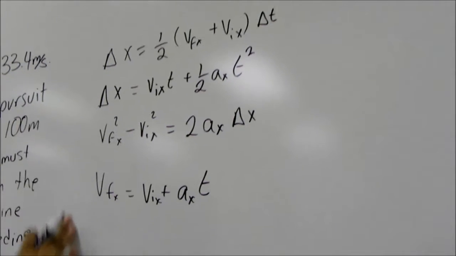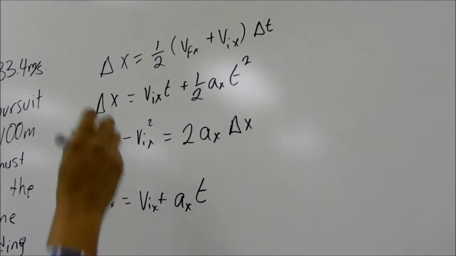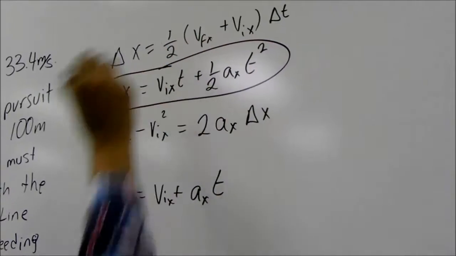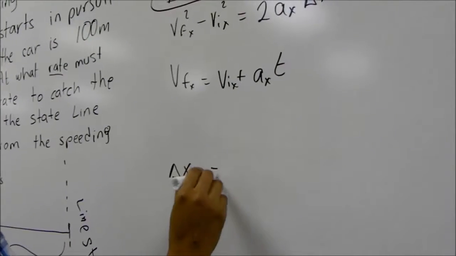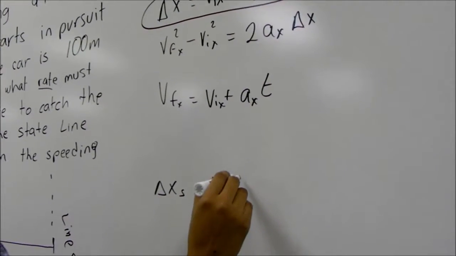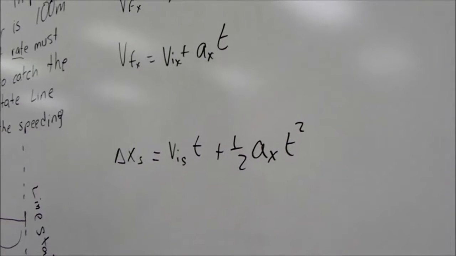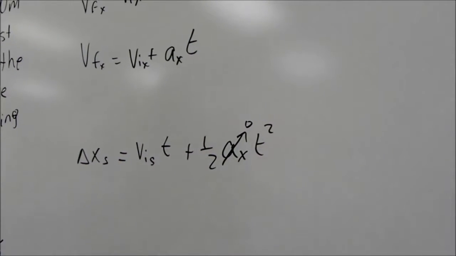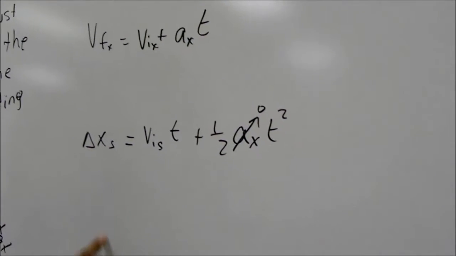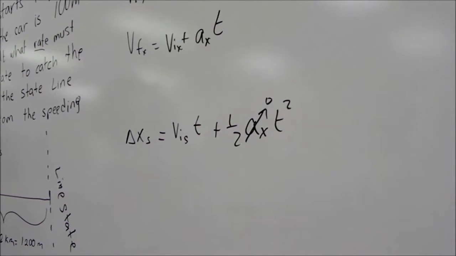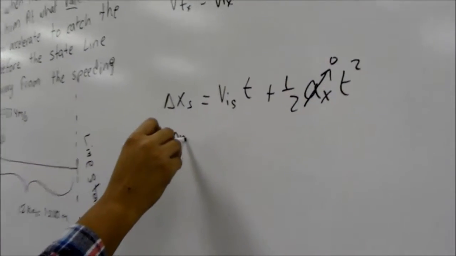So looking at all these formulas and with the variables that we have, the first one that we're going to use is this one right here. And we are going to use the variables of the speeding car. So we have the delta x of the speeding car is equal to the initial velocity of the speeding car times t plus 1/2 the acceleration times the time squared. We know that the acceleration of the speeding car is 0. It has a constant velocity. The distance that we have is the distance from the car to the state line, which is 1200 meters.